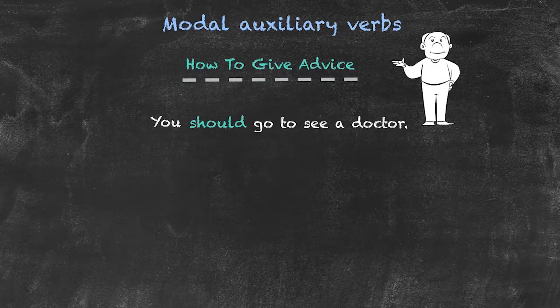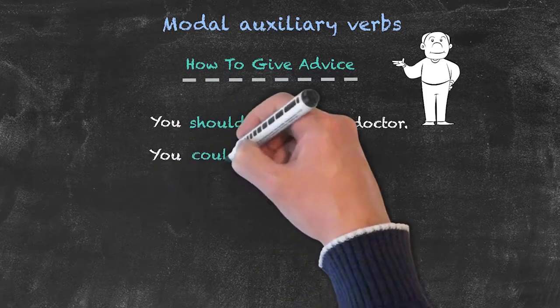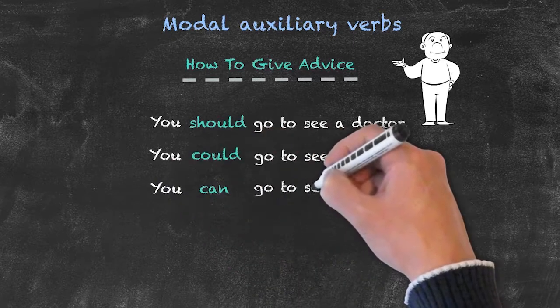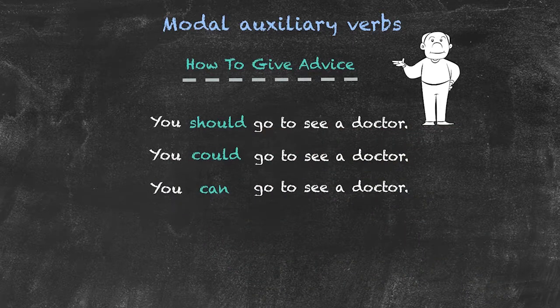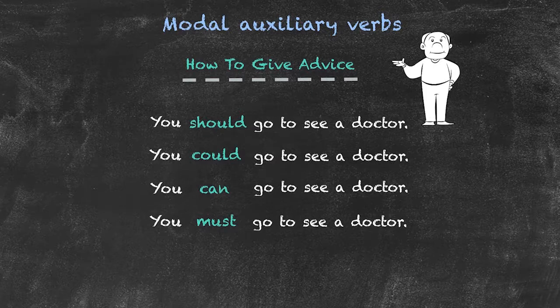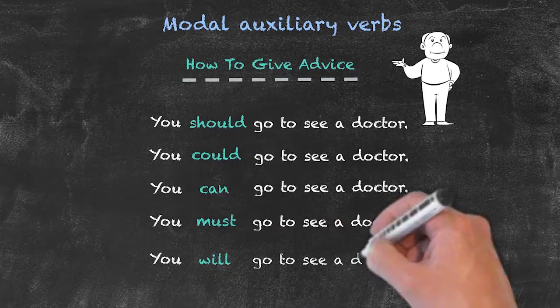If the advice was a little bit weaker than that, you could go to see a doctor. It's not important that you do, but there is some advice being offered here. Even weaker than that, which we touched on earlier, could be, you can go to see a doctor if you want to. An even stronger way of giving advice is, you must go to see a doctor, which is strong advice. The strongest of all, perhaps when parents are disciplining children or for giving orders, for example, is, you will go to see the doctor.